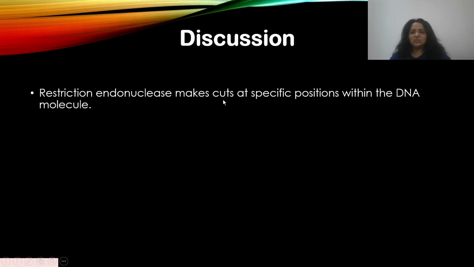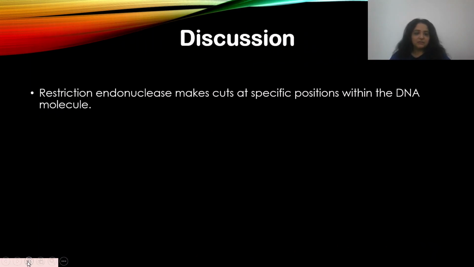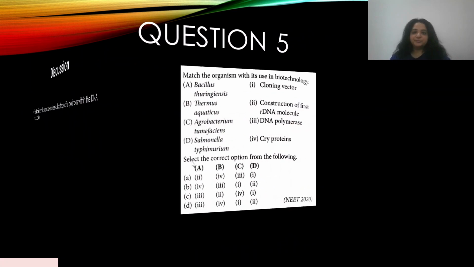Then I'll not go into much detail. Sorry. Sometimes this thing goes crazy. Okay, so I'll not go into much detail. They cut at specific positions within the DNA molecule. All right, let's move on.